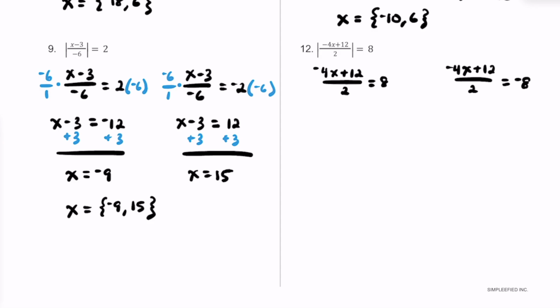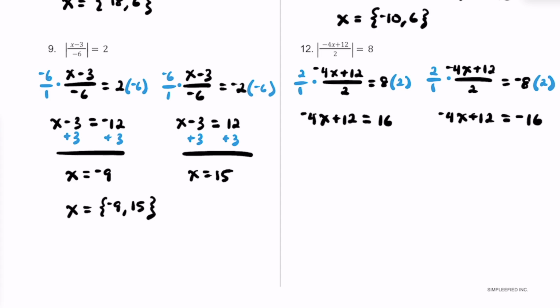All right, so let's take care of this divided by 2 first by multiplying both sides by 2. So let's do that to both sides of both equations. And for the equation to the left, these 2's cross cancel. Lovely, then we're just left with this negative 4x plus 12 is equal to, and on the right side, 8 times 2 is going to be 16. For the equation to the right, these 2's will cross cancel. We're going to be left with this negative 4x plus 12 is equal to, and then this negative 8 times 2 is going to be negative 16.